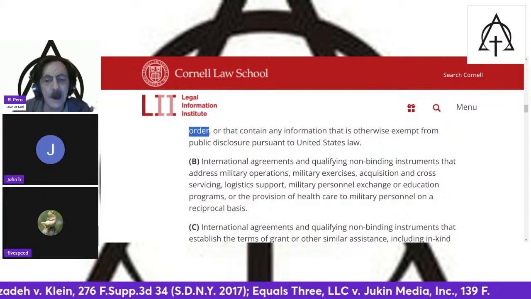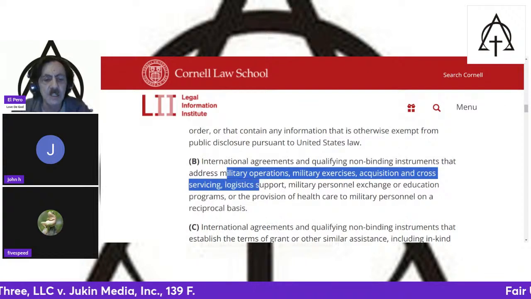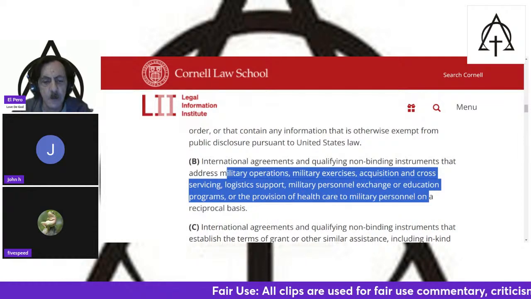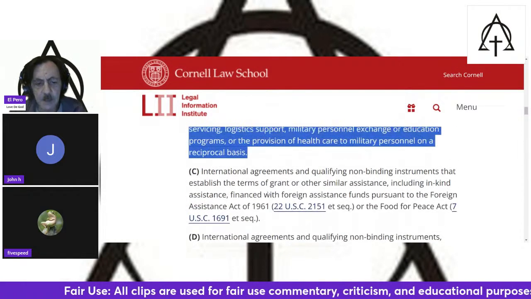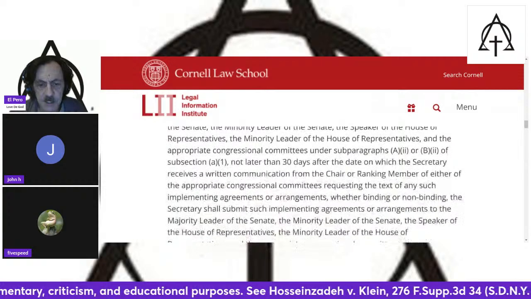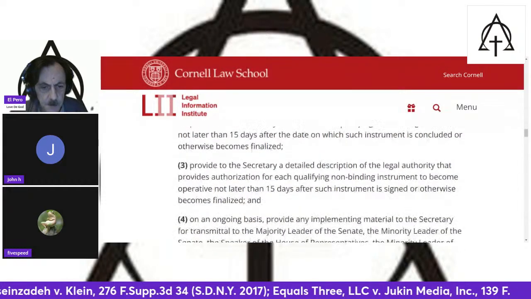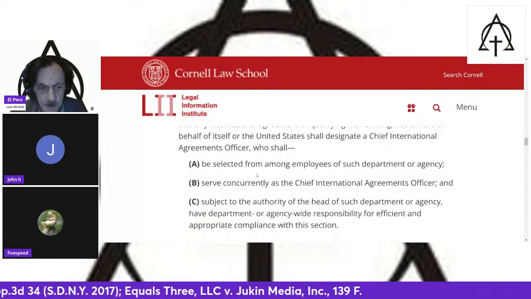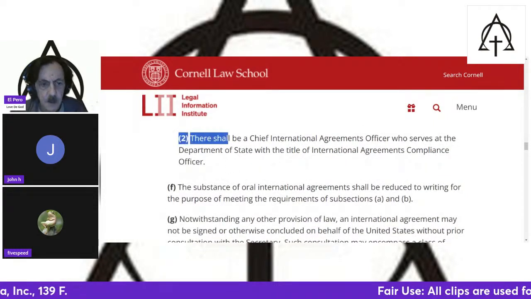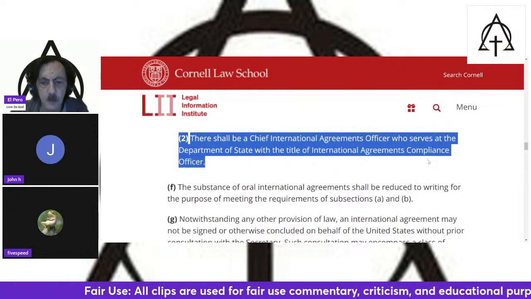International agreements and qualifying non-binding instruments that address military operations, military exercise, acquisition, and cross-servicing, logistic support, military personnel exchange, or education programs, or the provision of health care to military personnel on a reciprocal basis. That's that spell of illness. The rest is talking about food and what else? There shall be a Chief International Agreements Officer who serves at the Department of State with the title of International Agreements Compliance Officer.